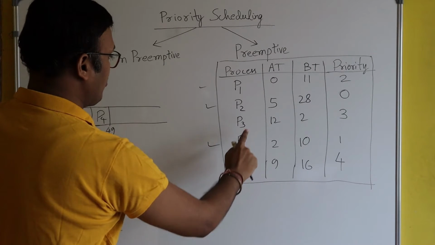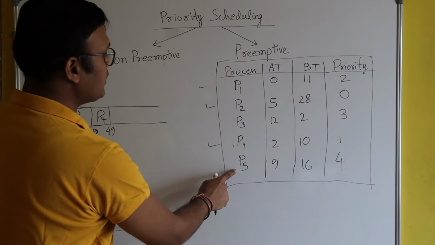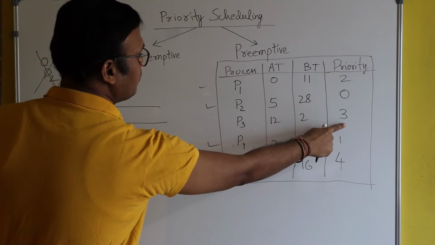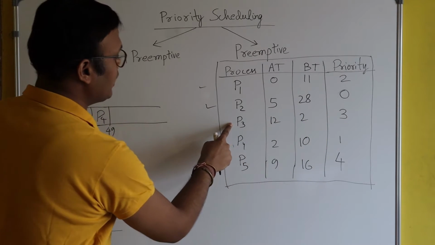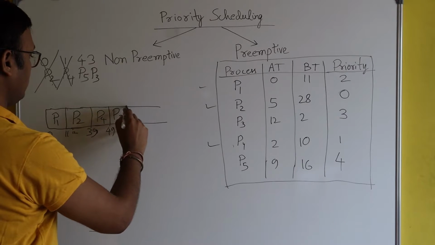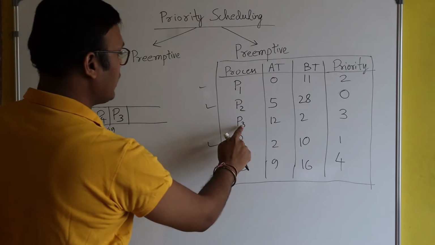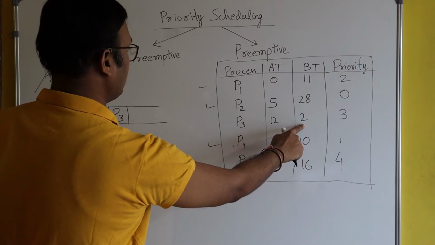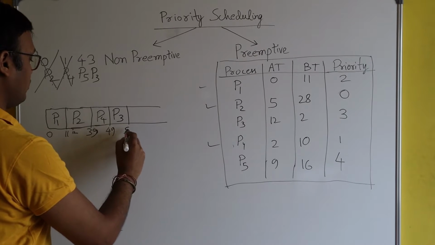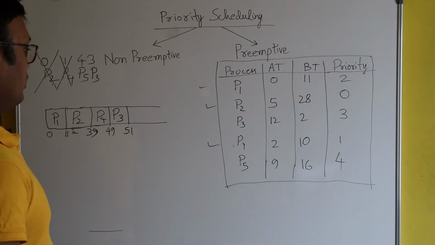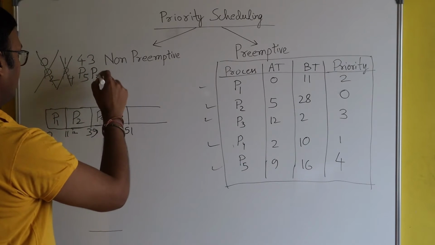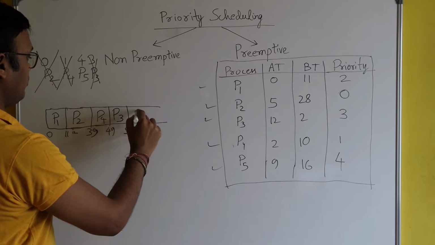Among P3 and P5, which process will you select? Definitely P3, because P3 has the lower priority number. It means P3 has higher priority. So here I will write P3. P3 will run for 2 seconds. So 49 plus 2, 51. So P3 is also done. So at last we have P5. So here I will write P5.